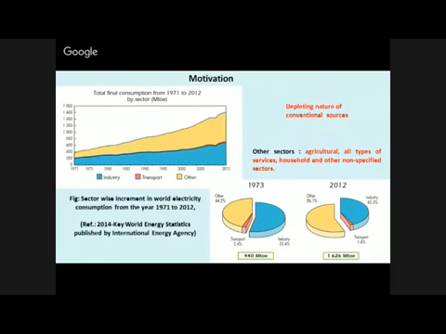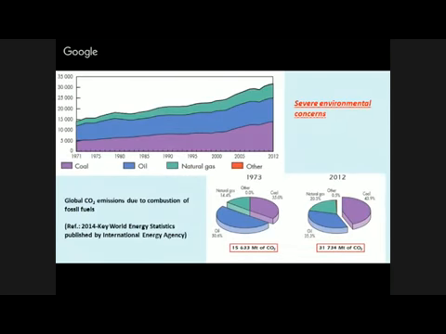It means energy consumption has increased 4 times, and due to this increase, there is a severe impact on the environment. Let us see what happens in the environment. Due to the consumption of conventional resources, 15,600 million tons of CO2 was emitted into the atmosphere in 1971, and in 2012 the CO2 emission was around 31,000. It means CO2 emission has doubled.